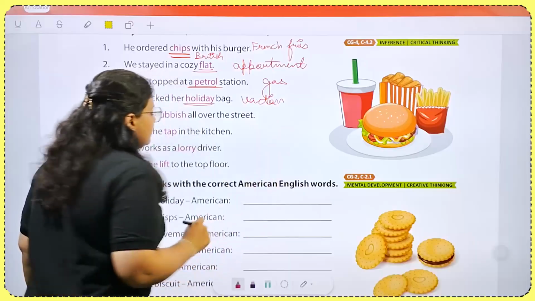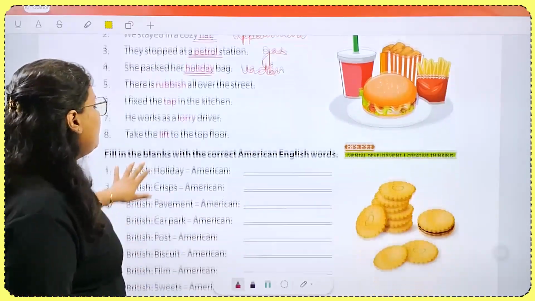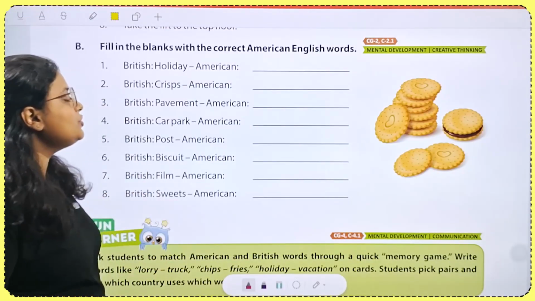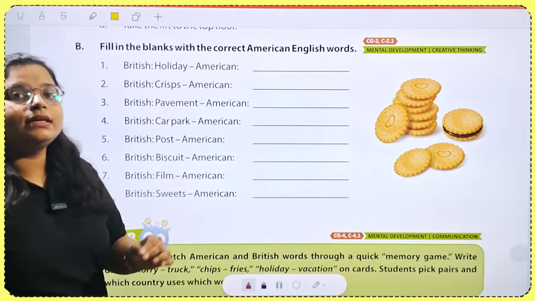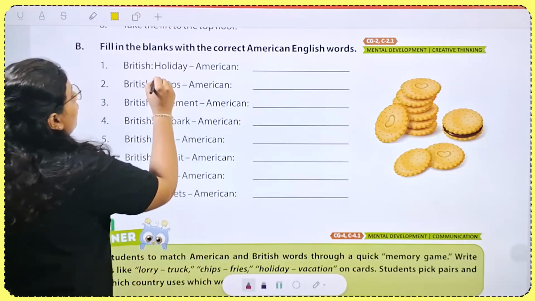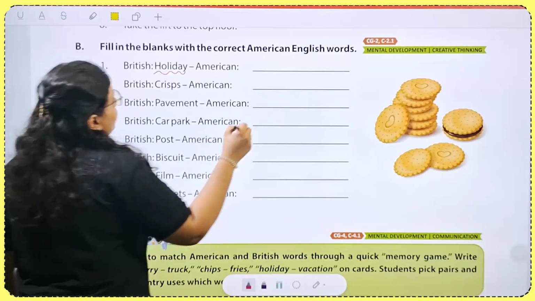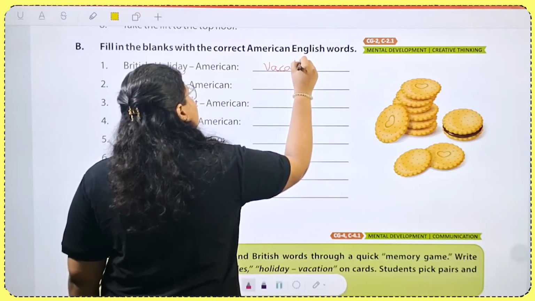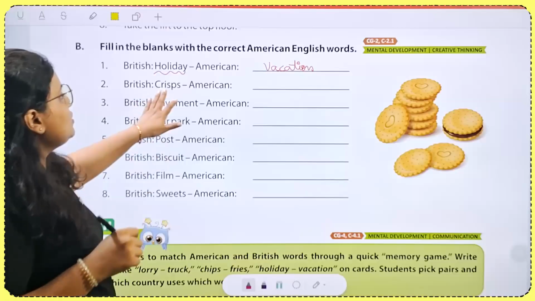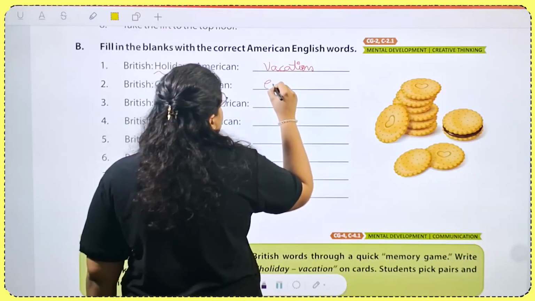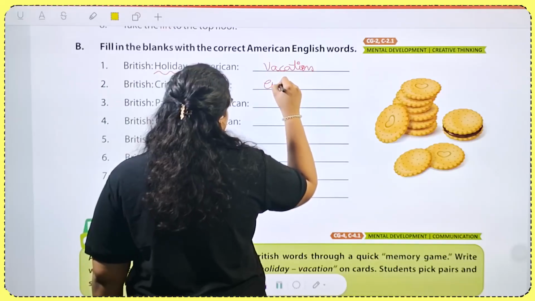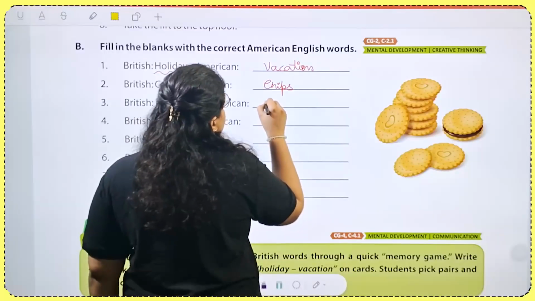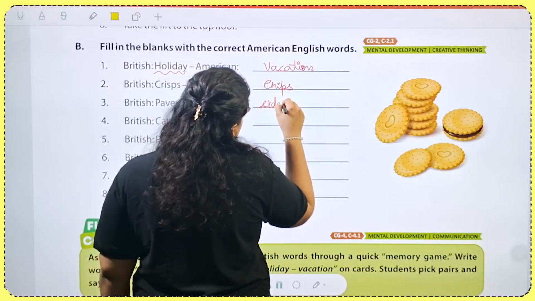The rest of the sentences you should do on your own. You should try. Fill in the blanks with the correct American English word. अब आपको इन ब्लैंक्स में क्या करना है? करेक्ट अमेरिकन इंग्लिश वाले वर्ड्स भरने हैं. For holiday, what is the word for holiday? Vacation. Absolutely right, vacation. Then we have British English crisps. What are crisps called? Chips. Then pavement. Pavement is called sidewalk.